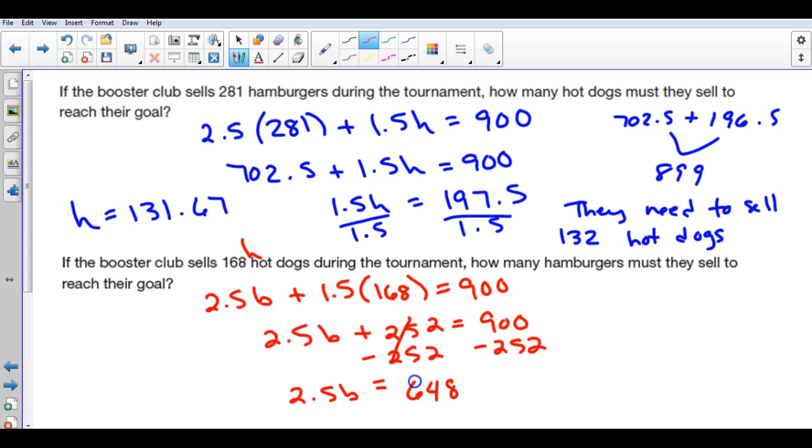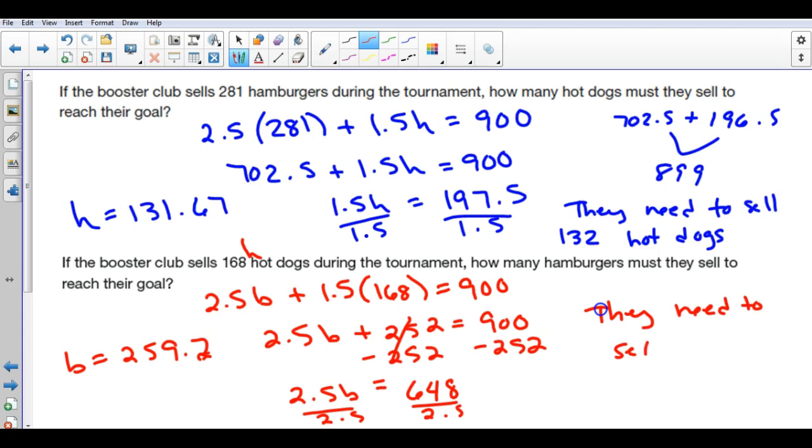So if I need $648 more and I'm selling the hamburgers for $2.50 a piece, let's divide both sides by 2.5, and again, I get a decimal. I get that b equals 259.2. So I cannot sell 0.2 hamburgers. That would be like a tiny little bite. You can't sell 0.2 of a hamburger. You can either sell 259, but that wouldn't be enough money, or 260. So they need to sell, and let's round up, 260 burgers to reach their goal.